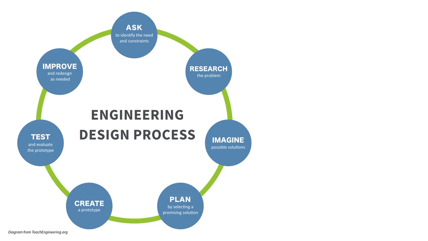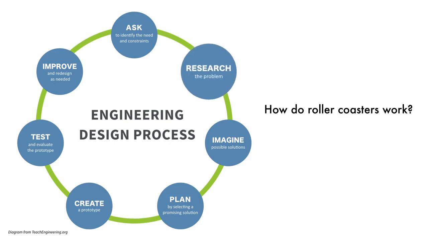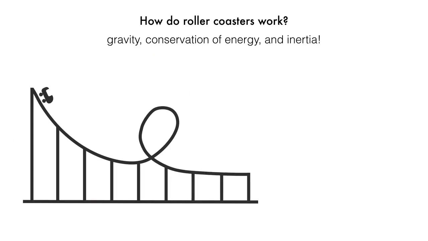Once we've identified the problem and its constraints, our next step is to research the problem so that we are well informed before beginning. In this case, it would be useful to learn a little bit more about how roller coasters work before we design and build our own. The primary mechanisms behind how roller coasters work are gravity, conservation of energy, and inertia. Gravity is the force which allows our roller coaster car to move down the track.